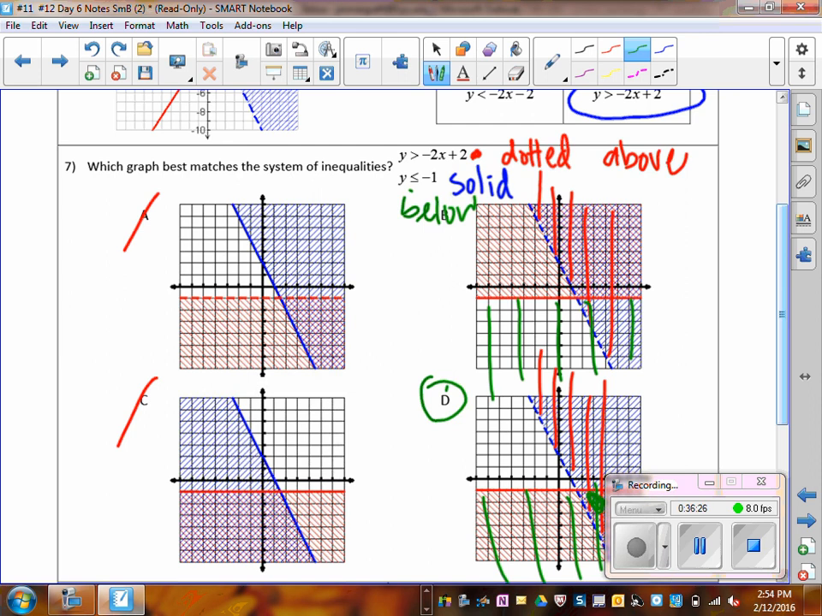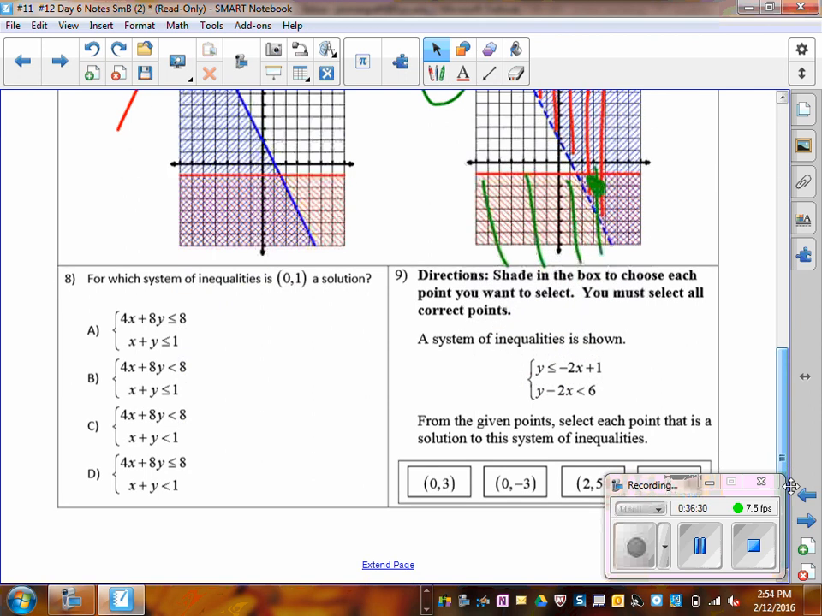Okay, next one. See, these ones aren't so bad. Getting more of the hang of it. Ooh, number 8. It says, for which system?